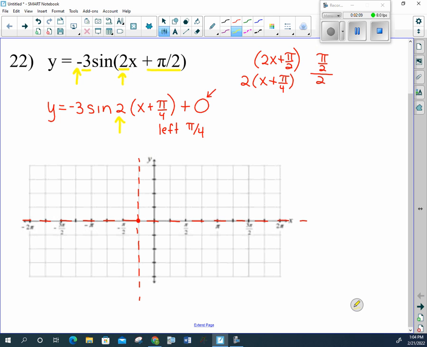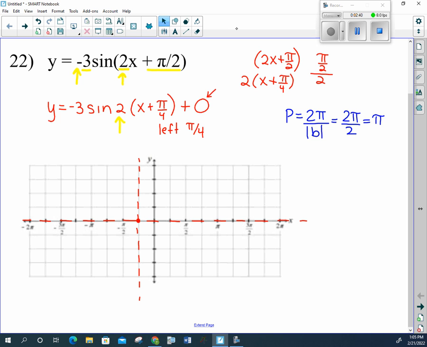By the time you get to 2 pi, you have one sine curve. Well, because we have a 2, that means the frequency is 2. That means by the time we get to 2 pi, we need to have 2 sine curves. So if we're going to figure out the period, we're just going to use this little formula. Period is always 2 pi divided by the absolute value of b. So I usually just say 2 pi divided by b. So 2 pi divided by 2 is pi. So by the time you get to pi, you should have one sine curve.